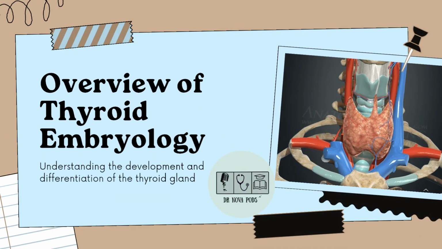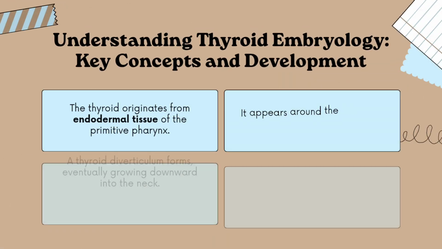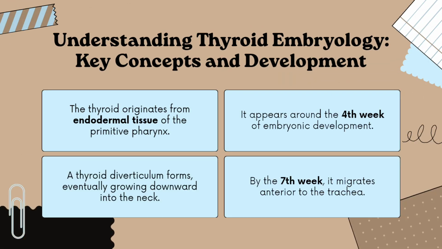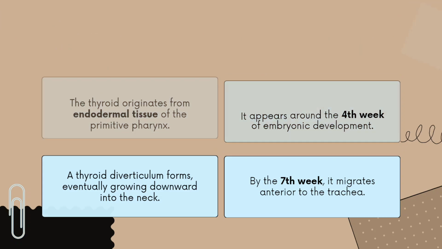Today we are going to learn about thyroid embryology. The thyroid originates from endodermal tissue of the primitive pharynx. It appears around the fourth week of embryonic development. The thyroid diverticulum forms, eventually growing downward into the neck. At the seventh week, it migrates anterior to the trachea.